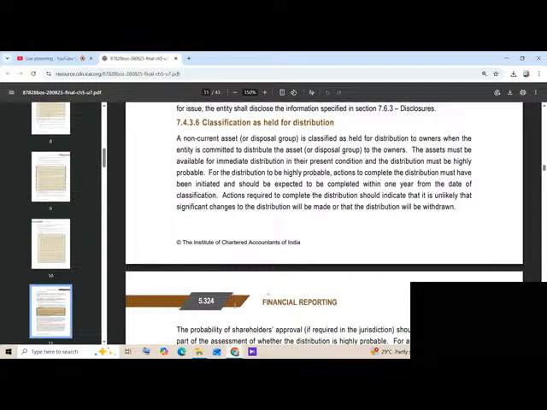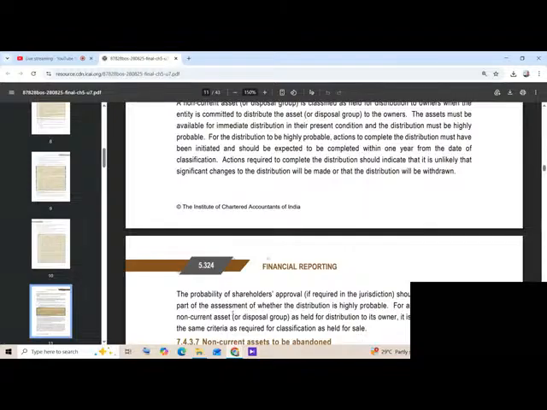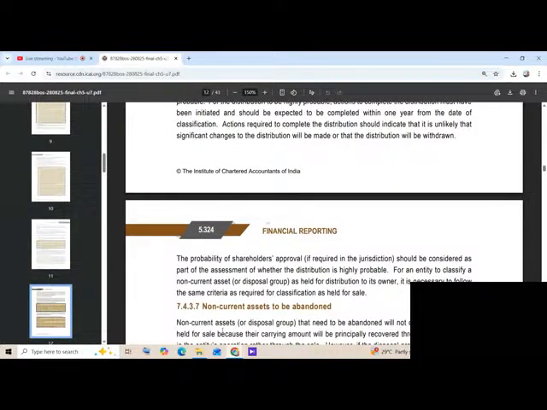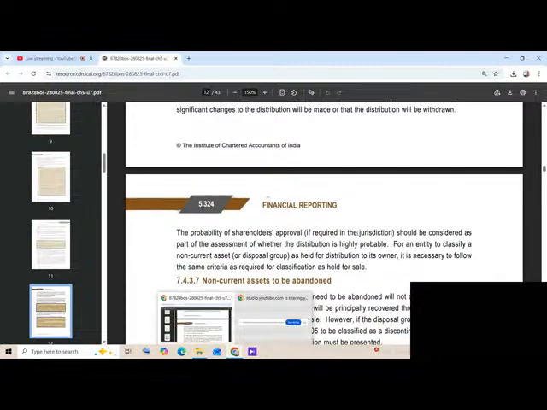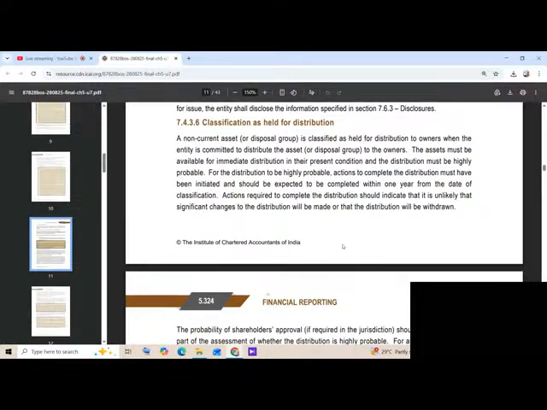Actions required to complete the distribution should indicate that it is unlikely that significant changes to the distribution will be made or that the distribution will be withdrawn. The probability of shareholders' approval, if required in the jurisdiction, should be considered as part of the assessment of whether the distribution is highly probable. For an entity to classify a non current asset or disposal group as held for distribution to its owners, it is necessary to follow the same criteria as required for classification as held for sale.